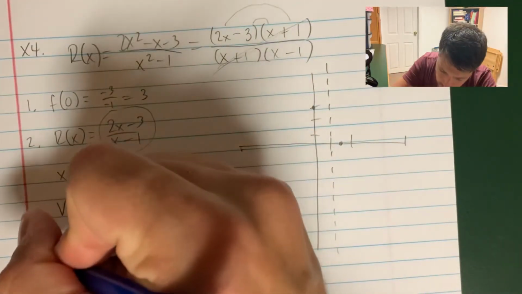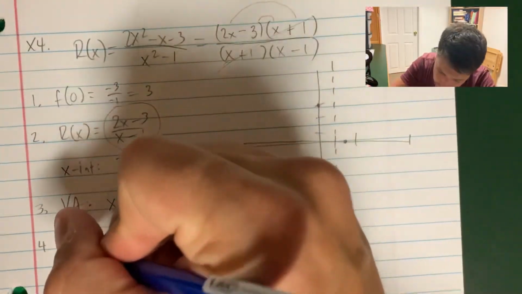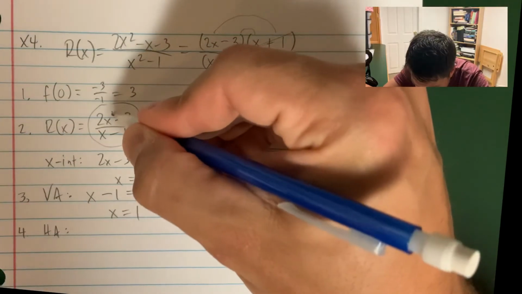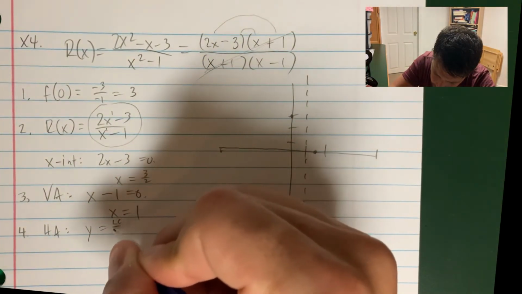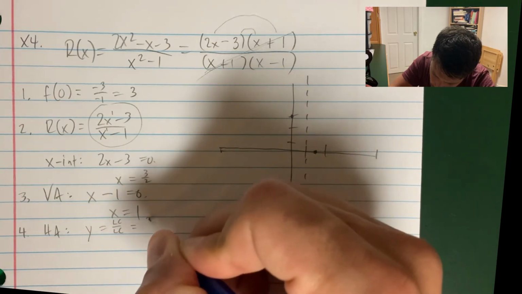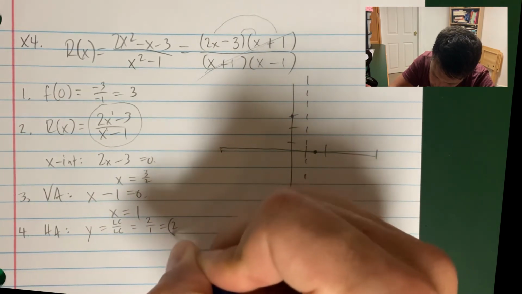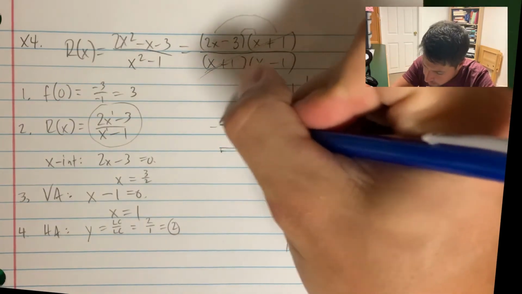Step 4, let's use the degree test to find the horizontal asymptote. I have a 1 degree on the top and a 1 on the bottom. Since they are the same, it is found at leading coefficient over leading coefficient, which in this case is 2 over 1, which is 2. So I have a horizontal asymptote at y equals 2.